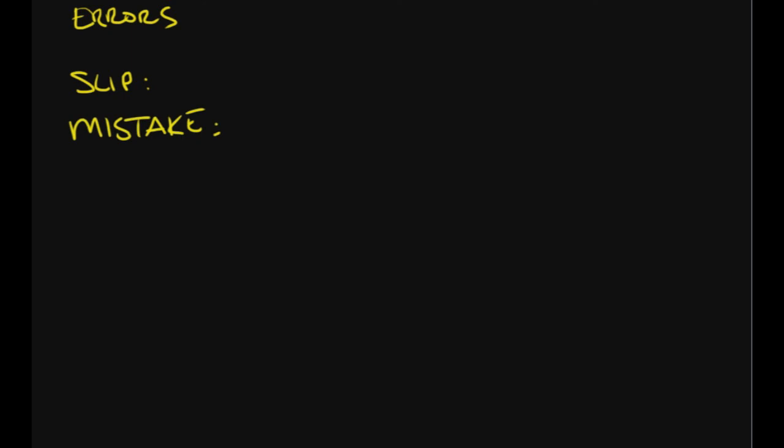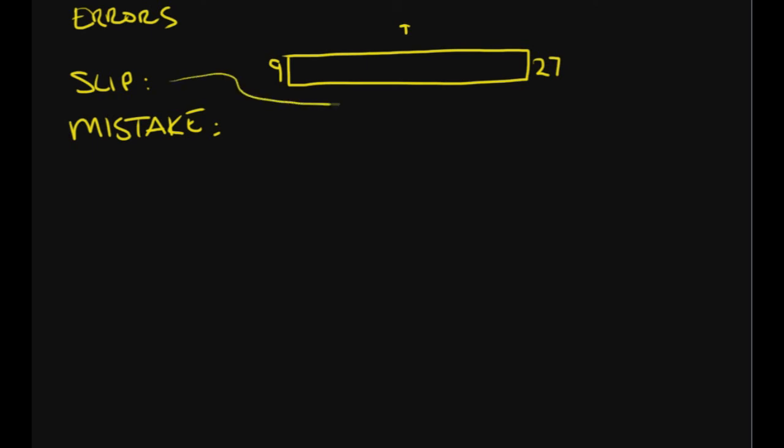Next, we have a mistake. This is when somebody plans on the wrong thing from the very beginning. Okay, so let's go over here to our runway. This, of course, is runway 27, and this is runway 9, because we all know that north is always up, regardless. So for a slip, the student says, hey, I'm going to land on runway 9, and then they come in and land on the other one. Whoops.